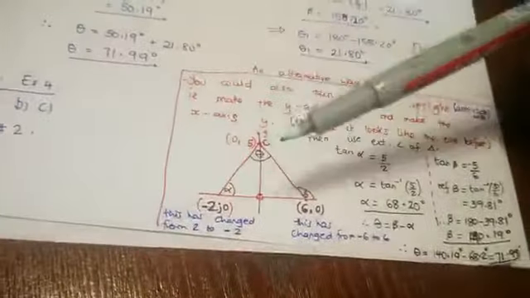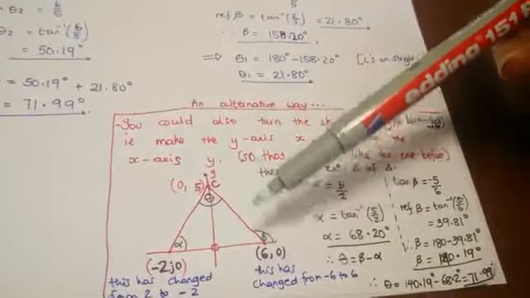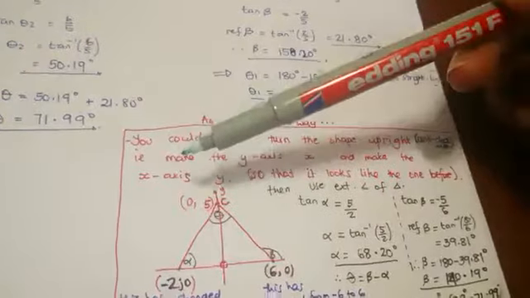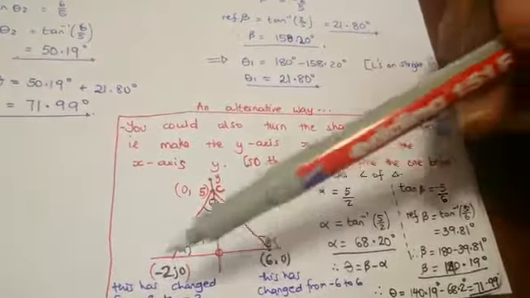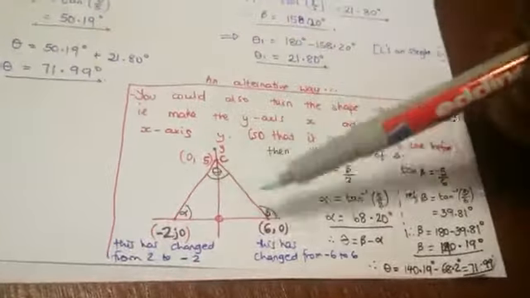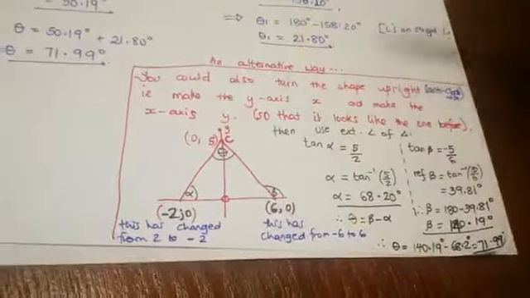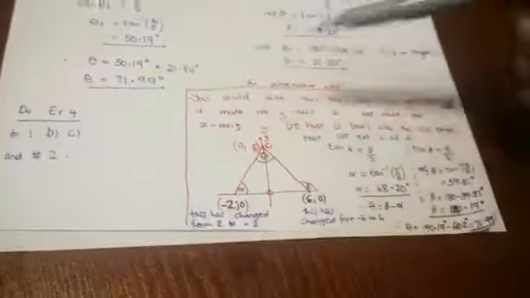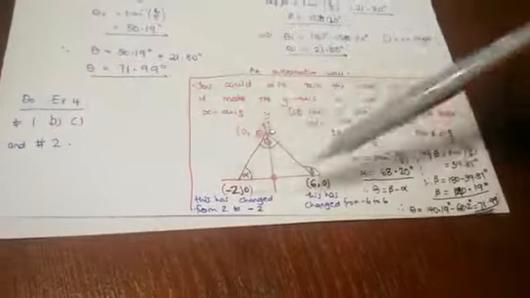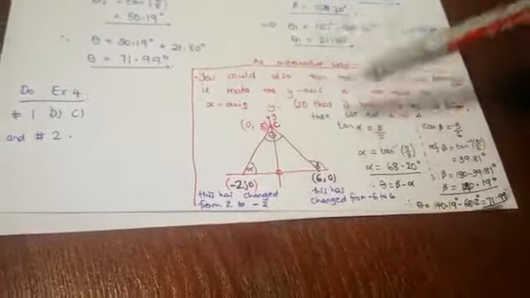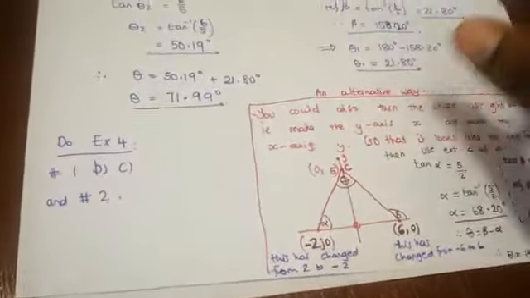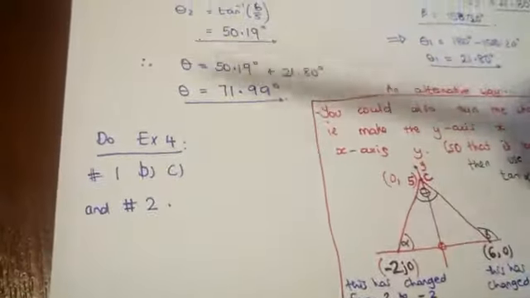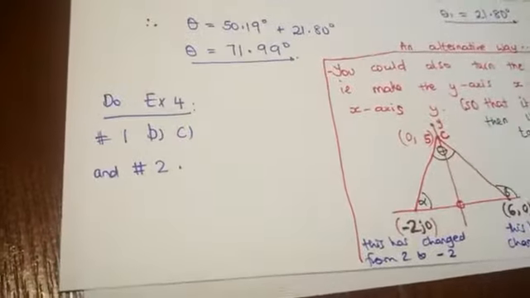So you can also use this, but please be careful when you rotate that triangle, making sure that you change the signs accordingly, because if you don't change the signs accordingly, then your theta and your beta are going to be messed up, and then it will give you a wrong theta. But this looks like something that we can work with because it is similar to the previous triangle that we have worked with. Okay, so that should do it. So please do exercise 4, number 1, BC, and number 2.